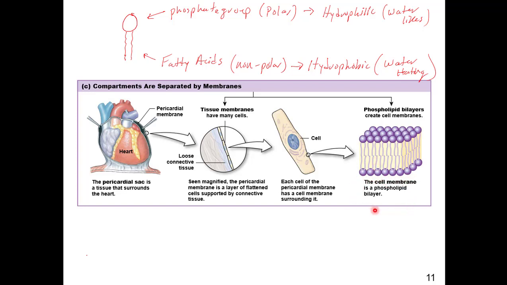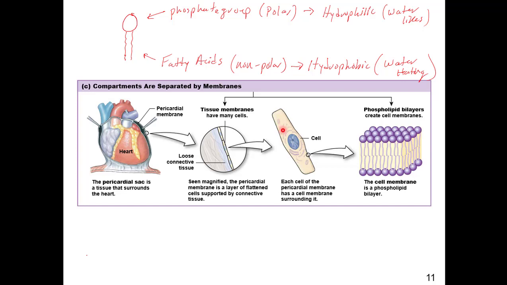If we look, for instance, on the cell here, you can see that this dark line here would represent a layer of phospholipids, the cell membrane. Remember that the extracellular fluid outside of the cell is primarily water, and the cytosol inside of the cell is also primarily water. So you can see how these phospholipids line up in such a way that the phosphate heads are interacting with the water on the outside of the cell and the inside of the cell.